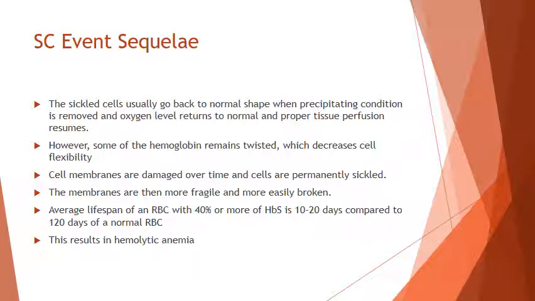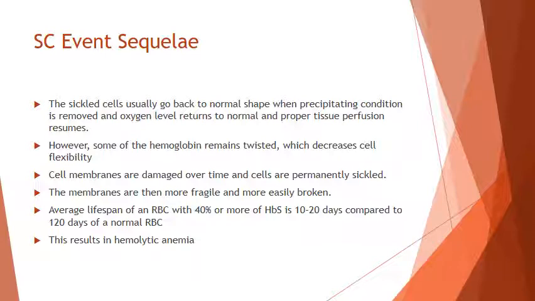The sickle cell event sequelae, what happens? The sickled cells usually go back to the normal shape when the precipitating condition is removed and oxygen level returns to normal and proper tissue perfusion resumes. However, some of the hemoglobin will remain twisted, which decreases cell flexibility. Cell membranes are damaged over time and cells are permanently sickled. The membranes are then more fragile and more easily broken.